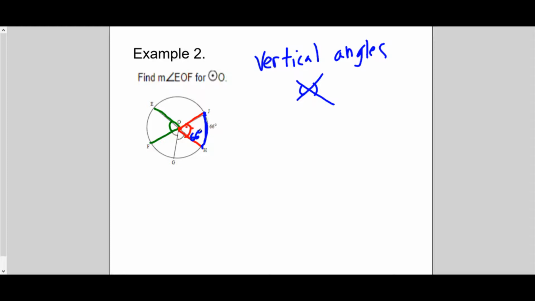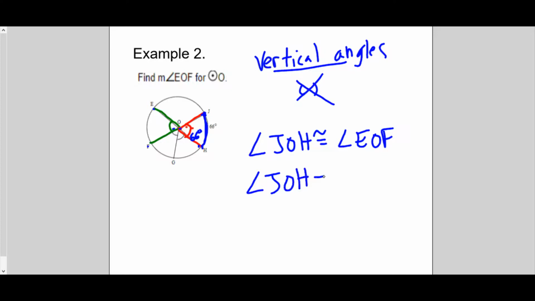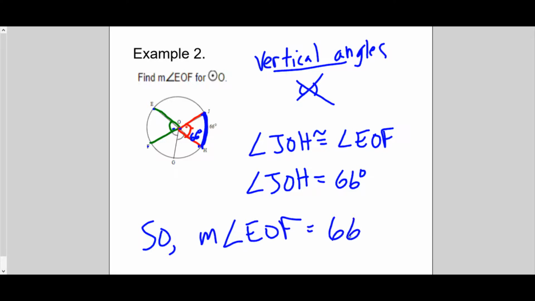So I know that angle JOH is congruent to angle EOF. And why do I know that? Because these are vertical angles. So angle JOH is 66 degrees. And how do I know that? Because this arc length is 66 degrees. So that means the measure of angle EOF is also 66 degrees just by vertical angles.